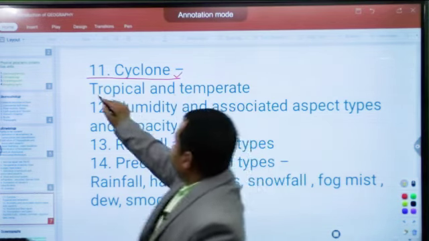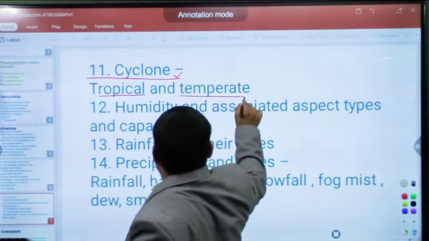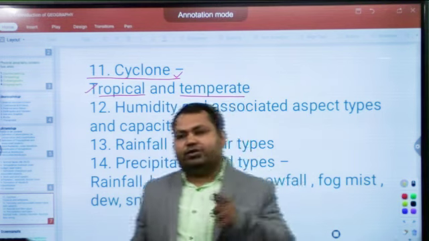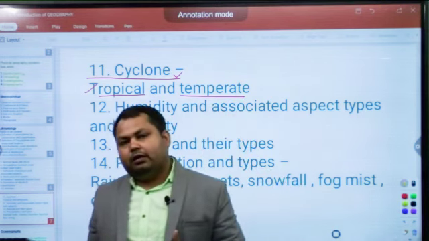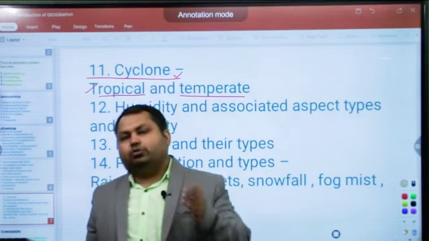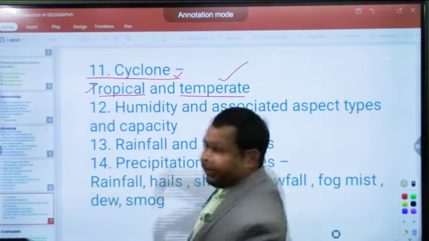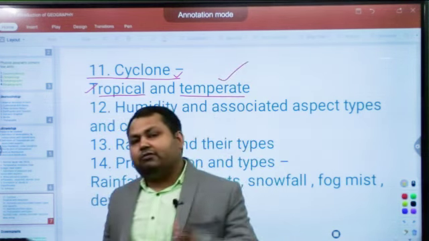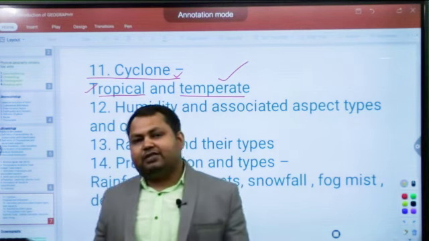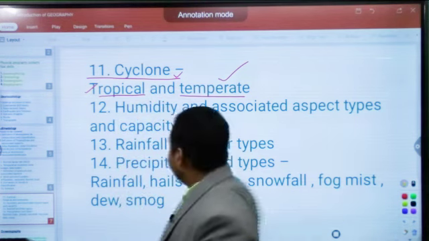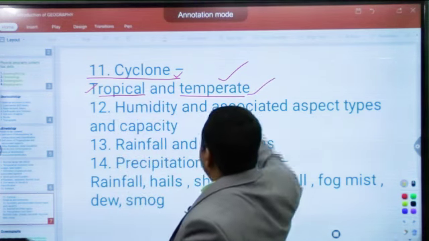cyclones are of two types. One is tropical cyclones and second is temperate cyclones. Tropical cyclones are those originating in tropical regions on the surface of ocean due to differential temperature. But if we talk about the temperate cyclones, these are an outcome of convergence of two contrast nature of air masses. So this is about the temperate cyclones.